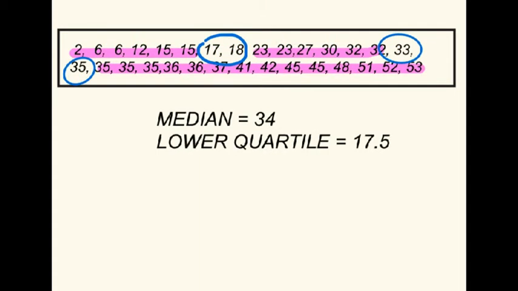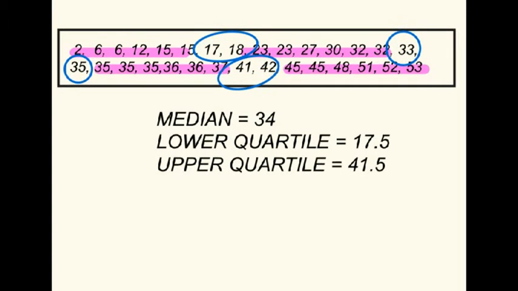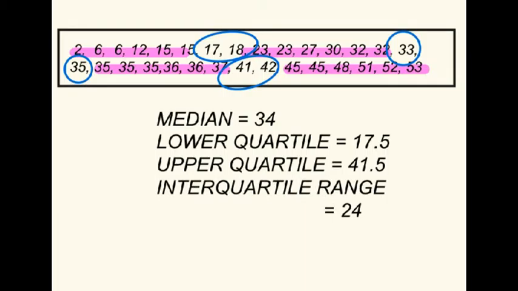If I now count halfway up and halfway down the lower limb, I get the lower quartile. And if I count halfway up and halfway down the upper limb, I get the upper quartile. These are the values that are a quarter and 3/4 of the way up the ascending values. The interquartile range is the difference between these, and it gives us a measure of spread for the data.